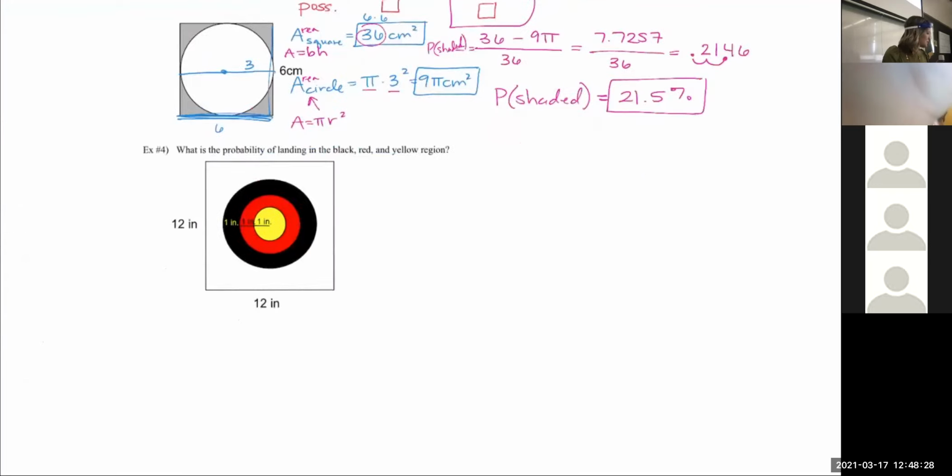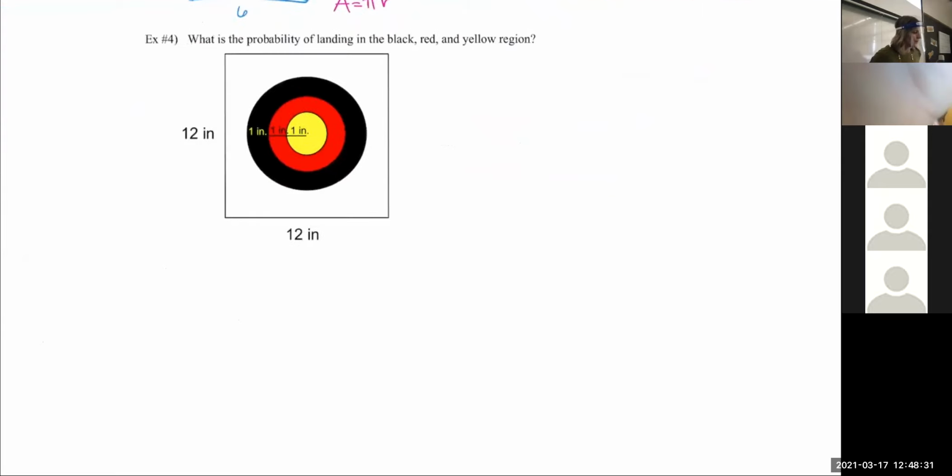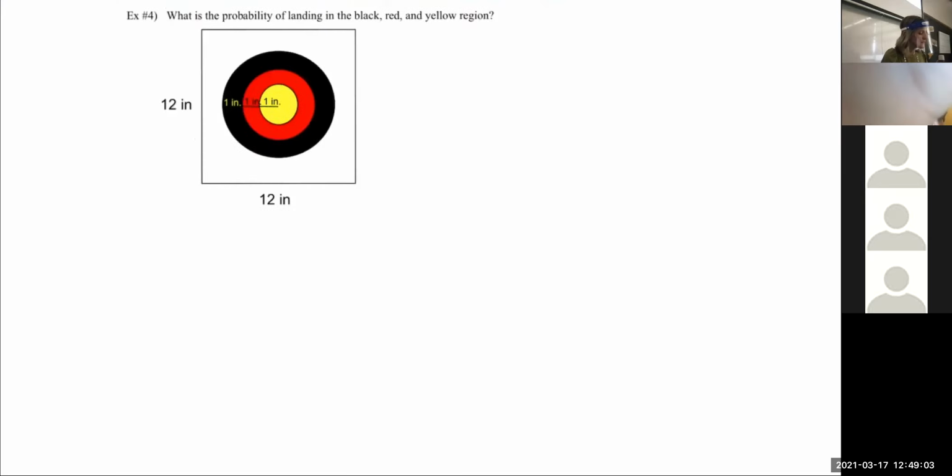All right, this last one is the fun one. Lots going on here. It says, what is the probability of landing in the black, red, and yellow region, as three separate probabilities. What's the probability we land in black? What's the probability we land in red? What's the probability we land in yellow? If we are going to land within the square, and I apologize, this is not drawn to scale, but I was trying to keep it not so huge. So pretend that this looks drawn to scale. My 12-inch by 12-inch square should have been much bigger, but we're going with it.